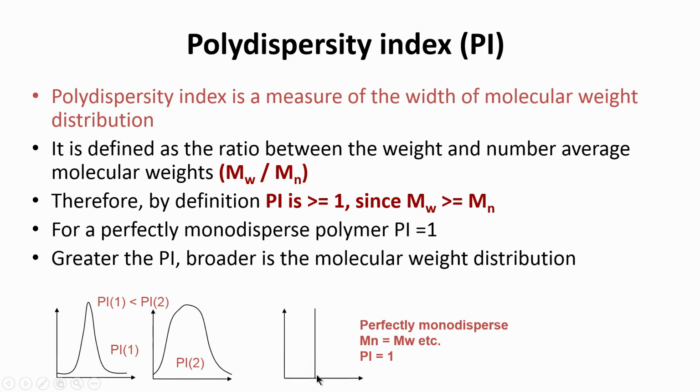Where do you typically get this? In all synthetic reactions it is very difficult to get this, but biological systems are very good. Typically the proteins that are synthesized by the body are all extremely monodispersed. So if you quantify any proteins present in a cell in terms of their molecular weight, you will get a distribution with a PI of 1 and a straight line in this curve.